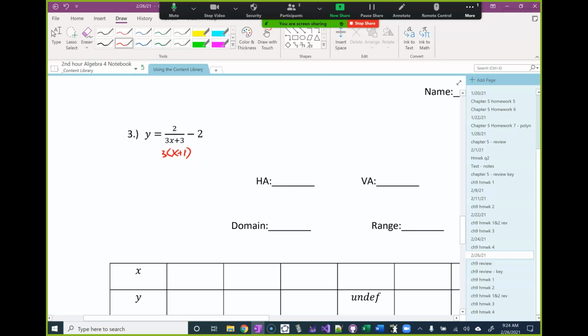So you can start by factoring the 3 out from the denominator. And then if you divide the top and bottom of that fraction by 3, you have something that's in form 1. So there I can see that the h is -1 and the k is -2.